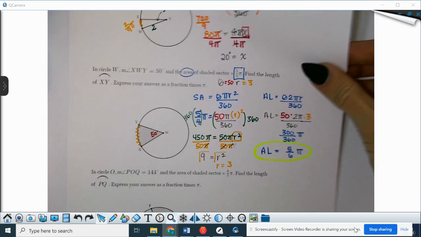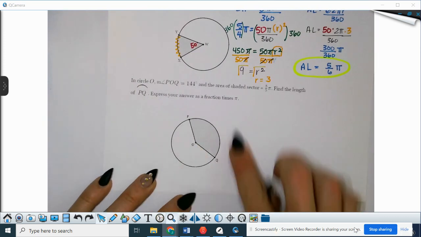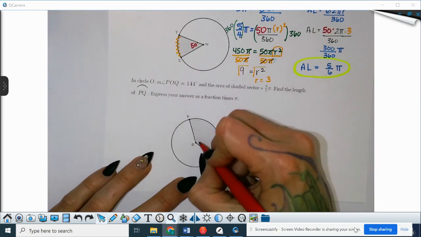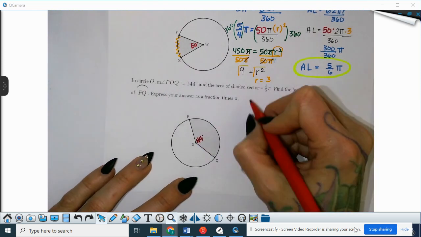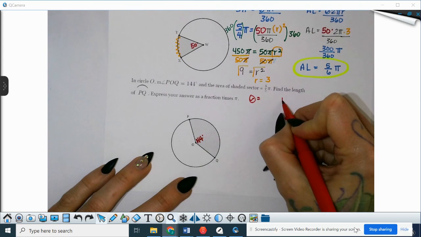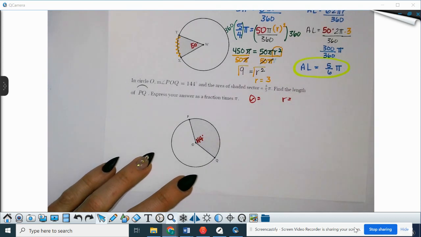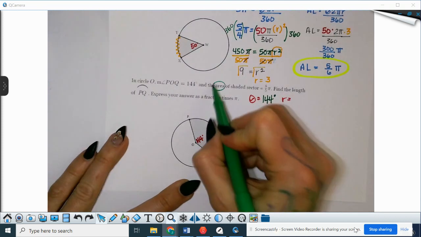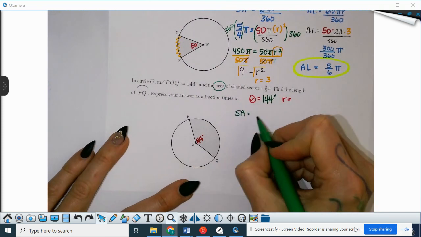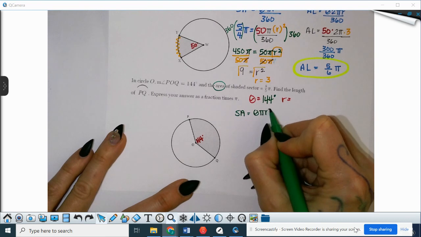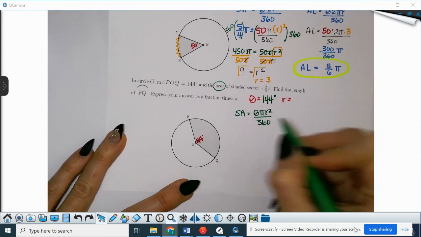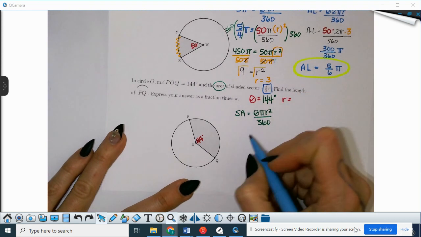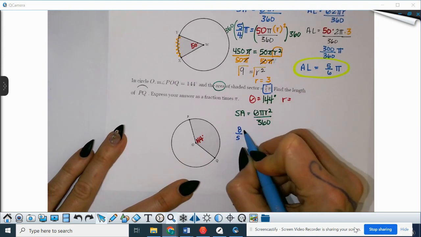All right, still going. So O, circle O. POQ is 144 degrees. So we definitely have a theta because remember, we're always looking for theta and we're looking for our radius. So our theta is 144. And the area, as soon as I see that, sector area equals theta pi r squared over 360. So sector area is 8 over 5 pi. So that means they already did all the math, and we got 8 over 5 pi as our output.